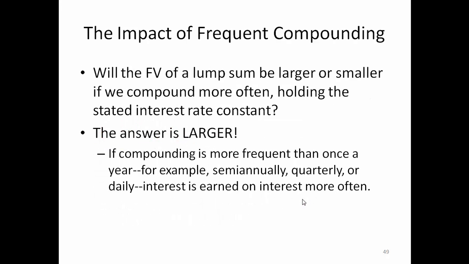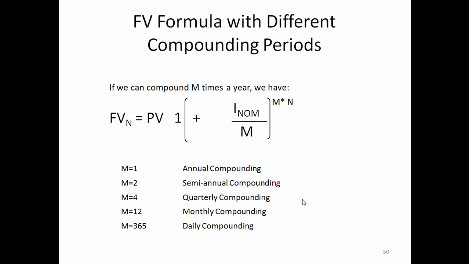So will the future value of a lump sum be larger or smaller if we compound more often, if the stated, or say the nominal quoted interest rate is constant? Actually, the answer is the amount will be larger if compounding is more frequent, because then interest is earned on interest more often, and then the future value result will be bigger.